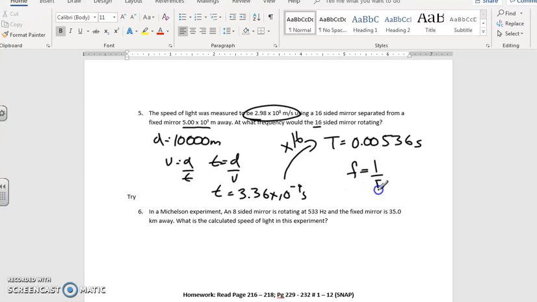Lastly, frequency is now 1 over the period. So we'll take that 1 divided by 0.00536, or 187 hertz is the rotation of this mirror. Okay, give this last one a try. Check with your teacher before moving on to your homework.